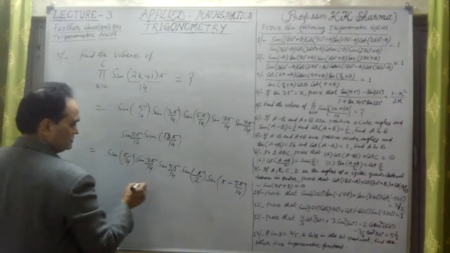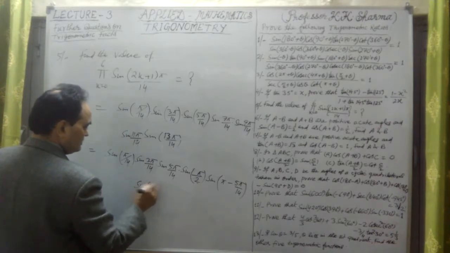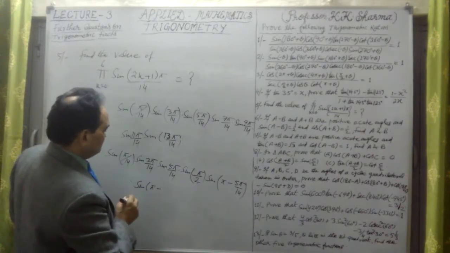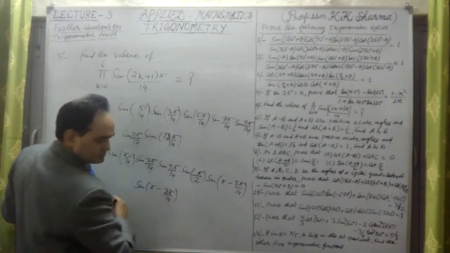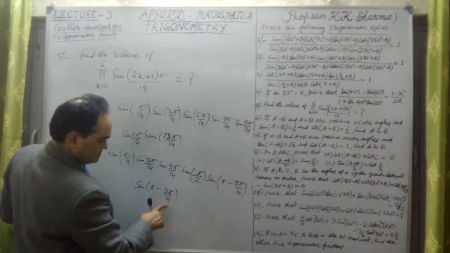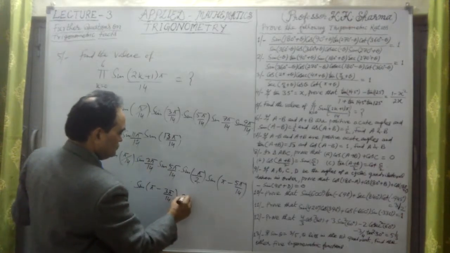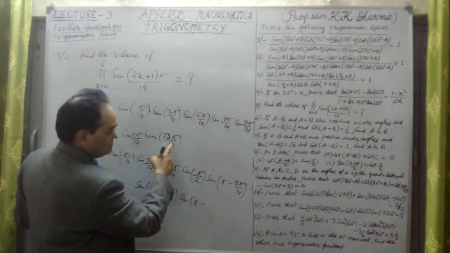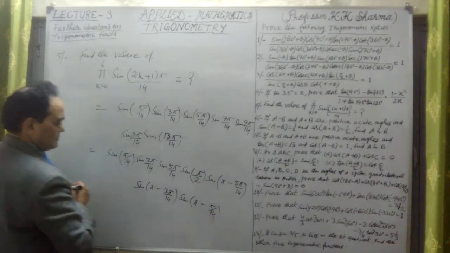Okay. Into sine of 11 pi by 14. If I write it as pi minus 3 pi by 14, because 14 minus 11 is 3, that is sine of 3 pi by 14. Into sine of 13 pi by 14, which is pi minus pi by 14, so this is pi by 14.